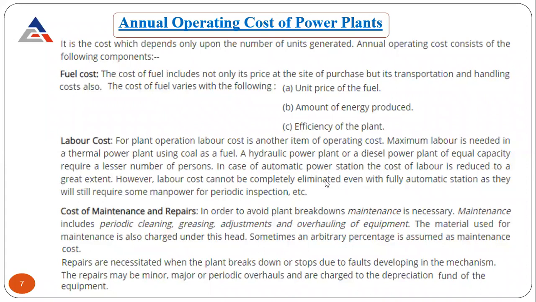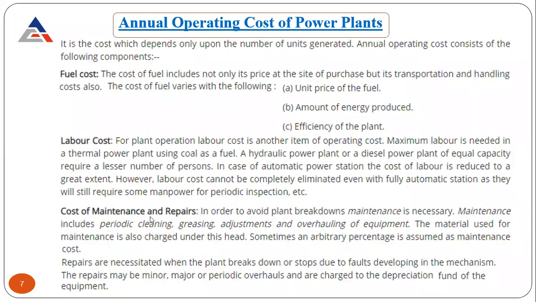In case of the automatic power station, the cost of labor is also reduced. As the automation in the power plant increases, the cost of labor decreases. The manual labor goes on decreasing. However, the labor cost cannot be completely eliminated even with a fully automatic station, as they will still require some manpower for periodic inspections, etc. But out of all the power plants, the thermal plant needs the most labor as compared to the other power plants. Maximum labor is required by the thermal power plants.